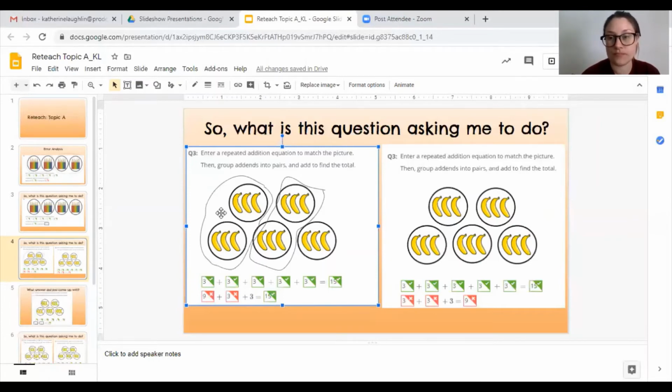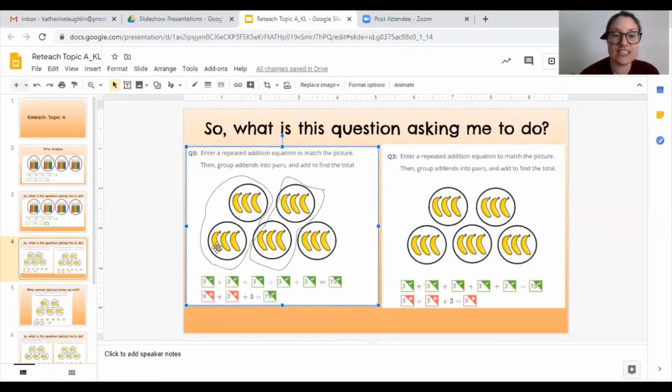Count them up. There are how many? Yep, 6. How many are in this group? Count them up. There are 6 again. And how many are in this group? There are, yep, 3. Great job.